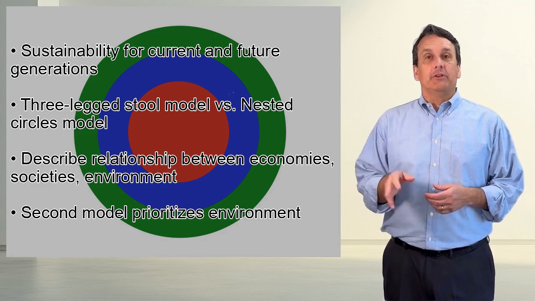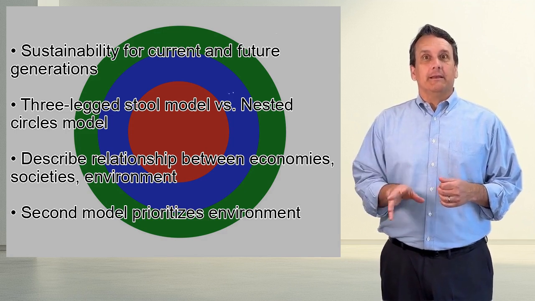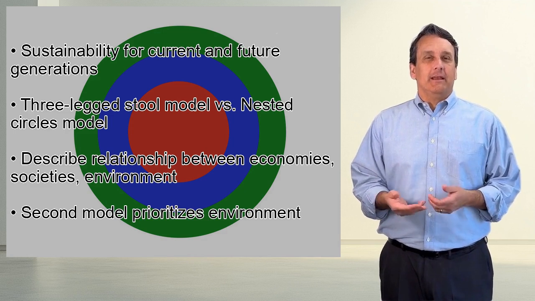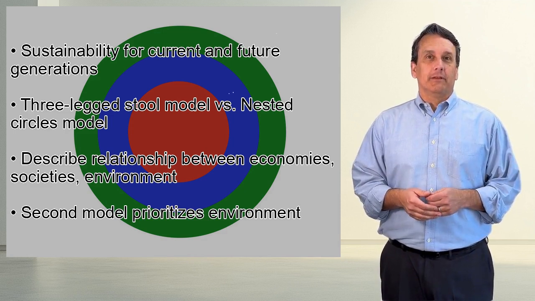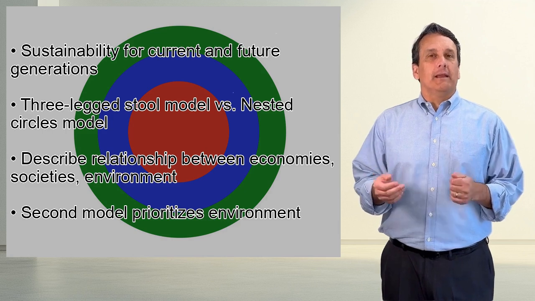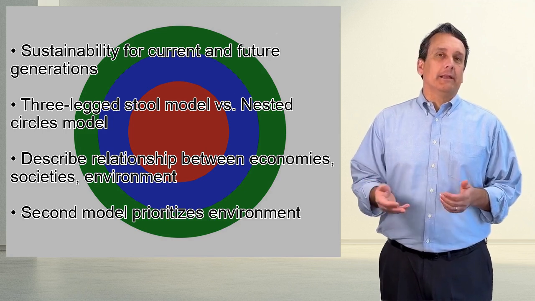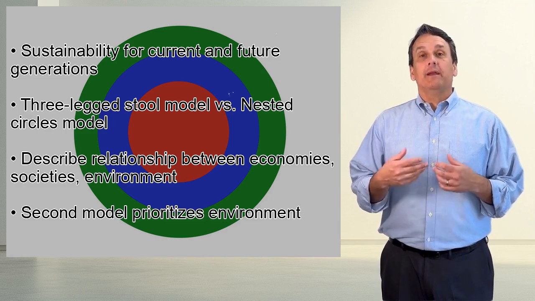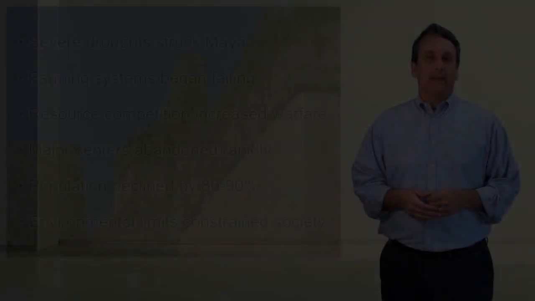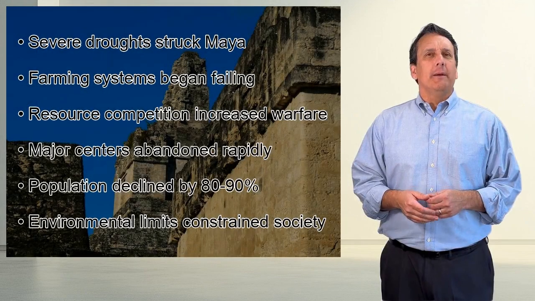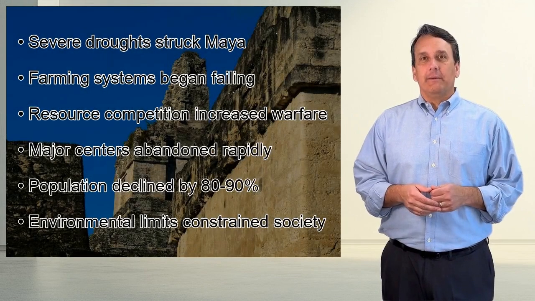Environmental systems can function without human economies or societies, but economies and societies cannot exist without functioning environmental systems. This fundamental dependency means that while economic or social systems can collapse independently, environmental collapse inevitably leads to social and economic failure. The collapse of Maya civilization shows how environmental limits can constrain societies and economies.